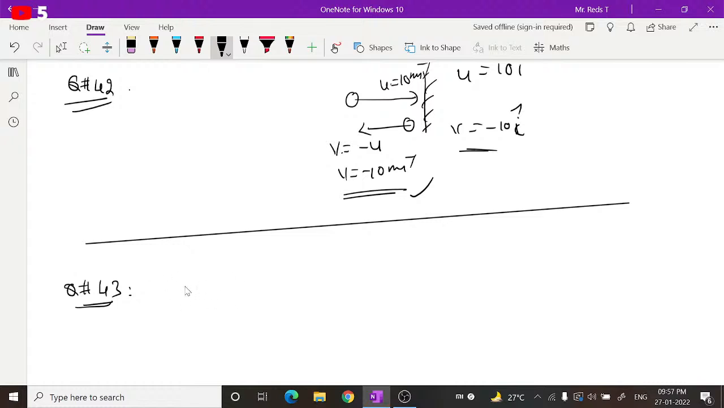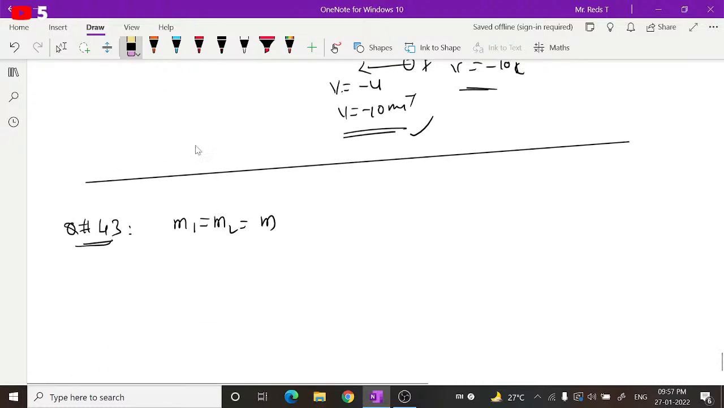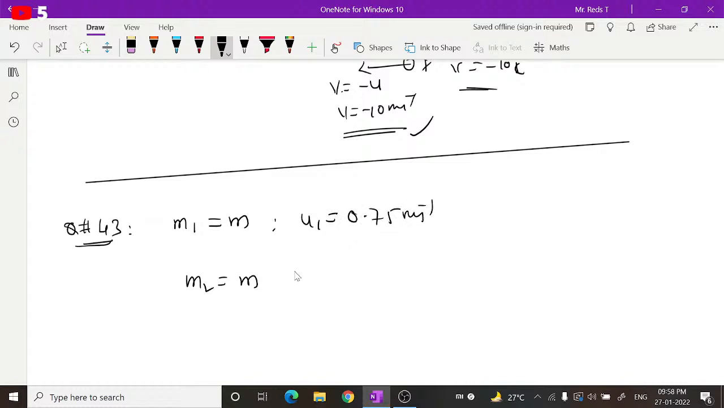So let us write down the given data. Two identical balls means m1 is equal to m, and m2 is also equal to m. They are identical, having the same mass, and they initially have the velocities: the initial velocity of the first one is u1 is equal to 0.75 meters per second, and the initial velocity of the second one is u2 is equal to minus 0.43 meter per second. If the collision is perfectly elastic, what is v1 and what is v2 is the question.